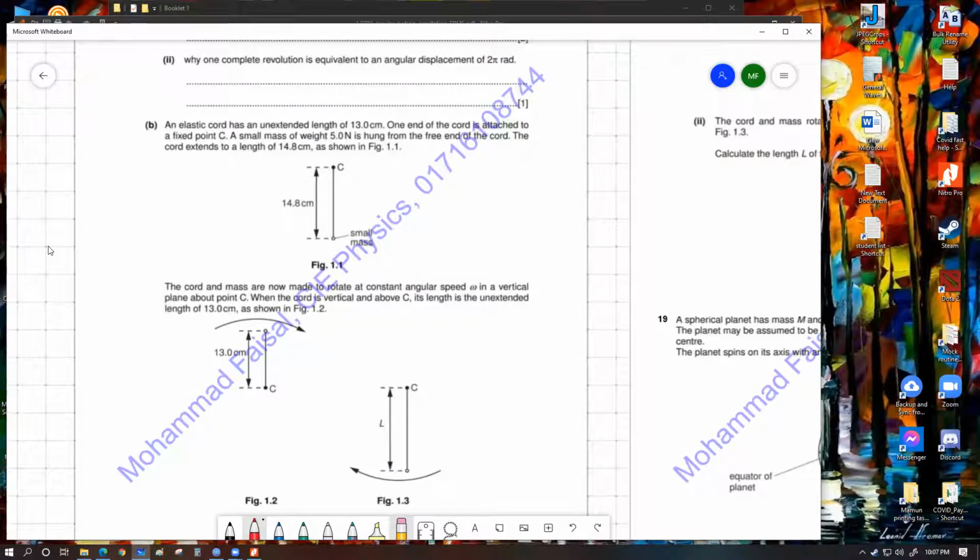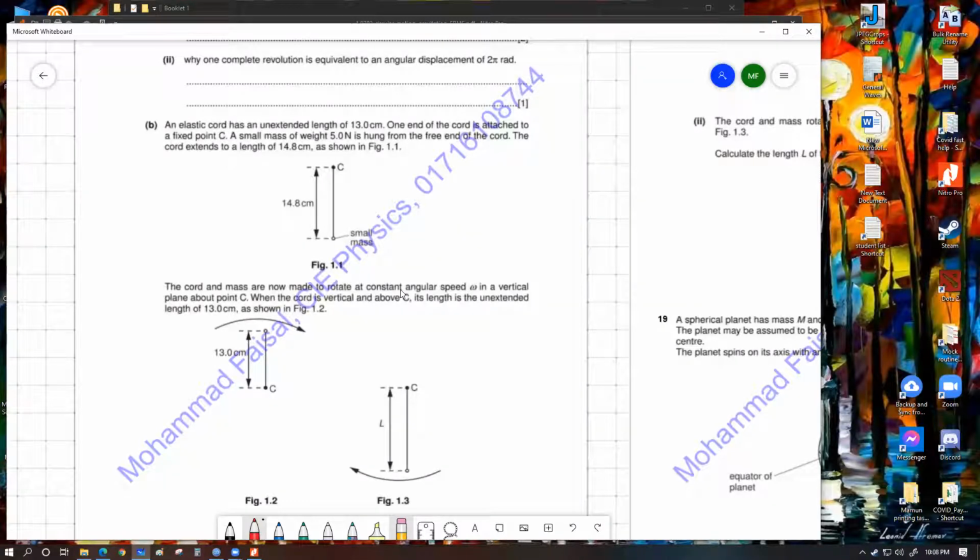Try to understand. This is the scenario where the unextended length is 13 centimeter. Whenever we have attached a fixed mass and this is not rotating yet, the total length of the string is now 14.8 centimeter, which means we now have an extension of 1.8 centimeter because of the weight of the small mass. The cord and mass are now made to rotate at a constant angular speed omega in a vertical plane about point C. When the cord is vertical and above C, its length is the unextended length of 13.0 centimeter as shown in figure 1.2.